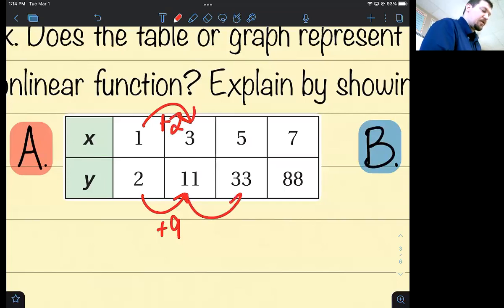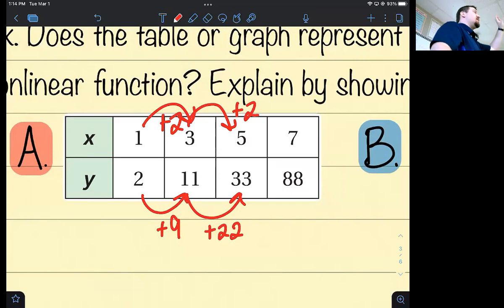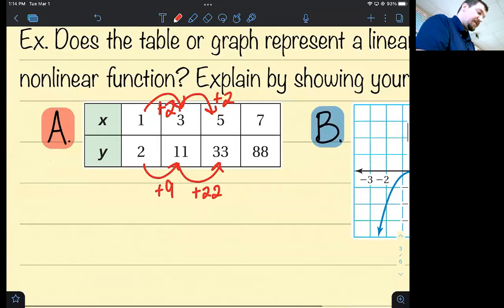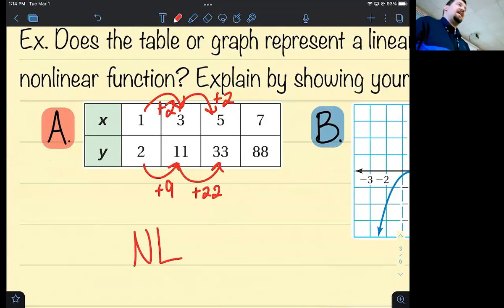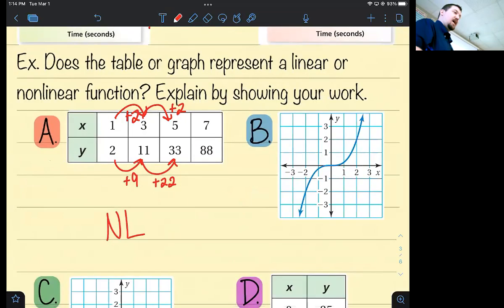And then as y increases by... this is where I need you to step in. As y increases by 22, x increases by 2. That's not the same rate. Now, the reason I'm starting with y is because I like to start with y so I don't forget it's rise over run, not run over rise. But either way, you can see this is non-linear. I'm just going to put NL for non-linear because that rate of change is not constant.